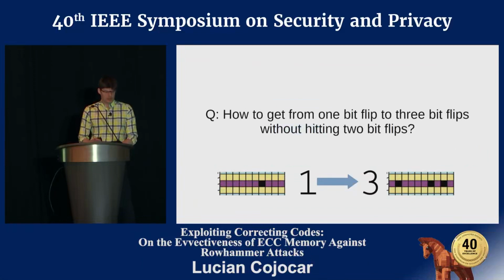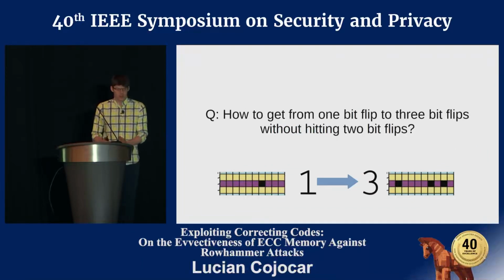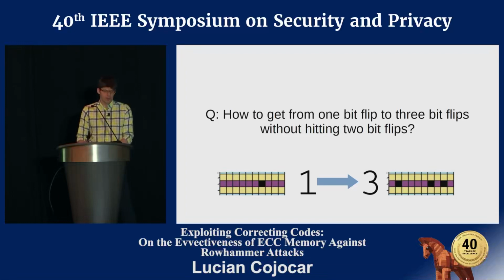Let's see how it works. The question is how we can get from 1 bit flip to 3 bit flips without causing these crashes, so without having two bit flips. By the way, here I'm using 1, 2, or 3, but in practice, it really depends on how ECC is implemented. These are some example guarantees that ECC can give, but I'm going to stick with these numbers for simplicity. So the question is, how do we get from 1 to 3 bit flips?